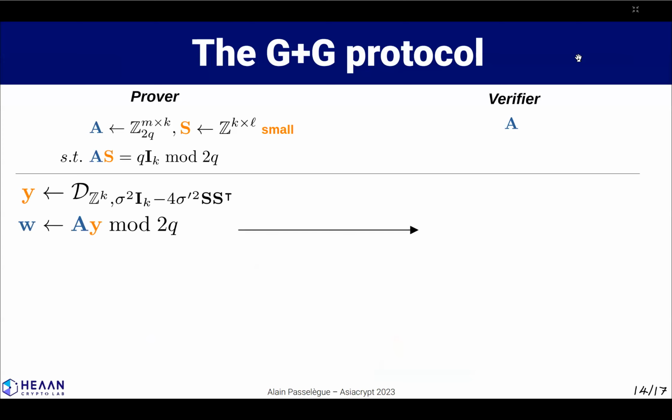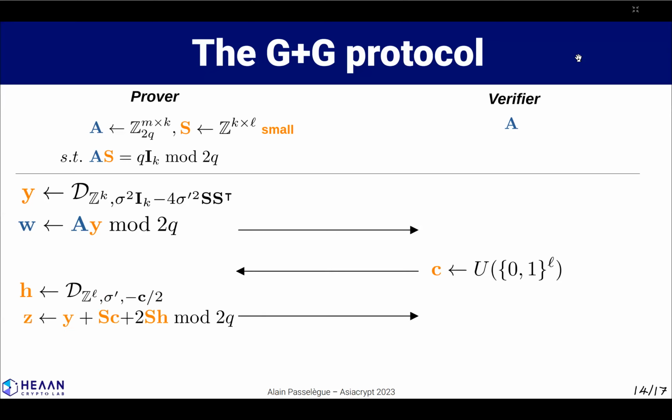All right, so let's just finish with this. What's the G plus G protocol, the identification protocol? It's basically exactly what I just said. You sample the same key as for the previous system, so A times S should equal T. You sample y with the covariance matrix which depends on the secret. You commit to y, you get a challenge. You sample h from this specific Gaussian with center minus c over 2, and then compute z with this value. And the verification is the same as before.